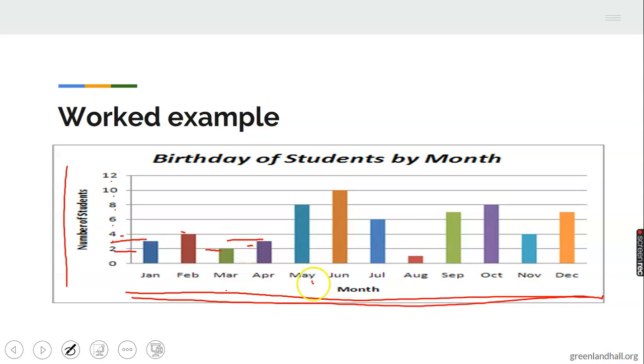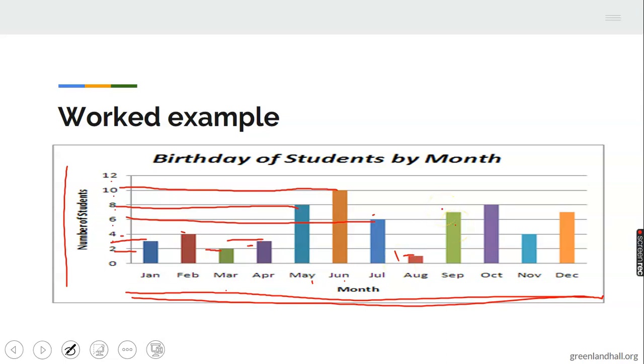And then in May, it's here, you trace it down, you have 8. In June, it's here, you trace it down, you have 10. In July, we trace it down, we have 6. In August, it's in between 0 and 2, and that is 1. So we have just 1 child born in the month of August. Then in September, we have in between 6 and 8, and that is 7.